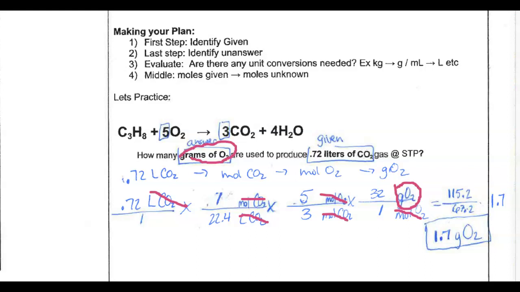And then we have a grams to moles conversion. So our molar mass of O2 is 32 grams per mole. Remember, that's because oxygen's atomic mass is 16, and there's 2 of them. So we got 32 grams per mole there. We multiply across, we get 115.2 over 67.2. That reduces to 1.7. Remember, your final answer needs to have your units in it, so 1.7 grams of O2.